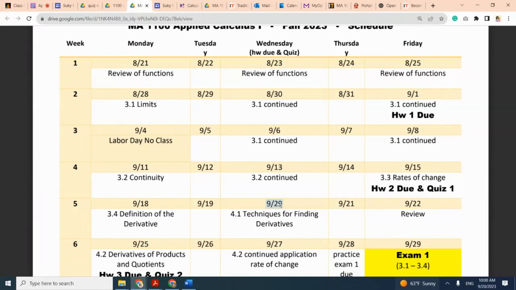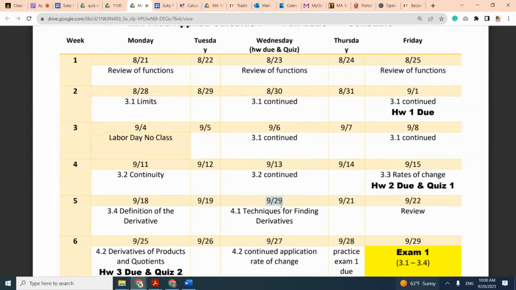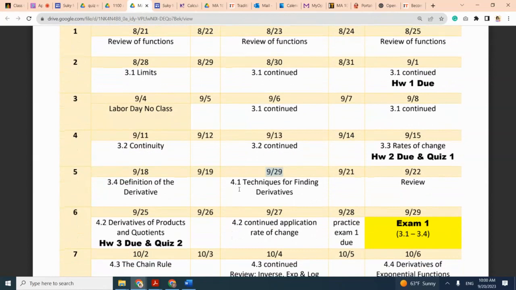I put 29. So today we will continue to finish session 3.4 and then Friday we will talk about 4.1. So please make sure you have 4.1 worksheets on Friday. Okay, everybody? And then next Monday, we have homework 3 and quiz 2. And then next Friday, we have our first exam.